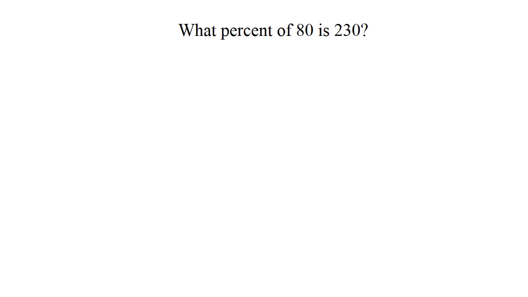Alright, and then what percent of 80 is 230? So again, "of" is referring to the base, so you're going to take the percent times 80, and that's going to equal the 230. "Is" is referring to the equal sign. Now, I don't know what the percent is, so I'm just going to put an x there. So x times 80 is the same as 80x. So to get x by itself, I'm going to divide both sides by 80.